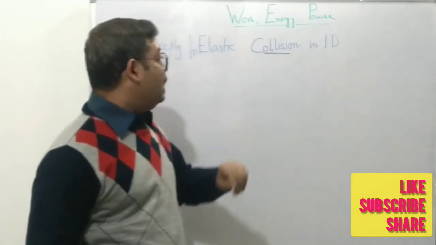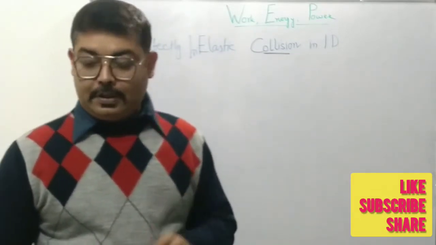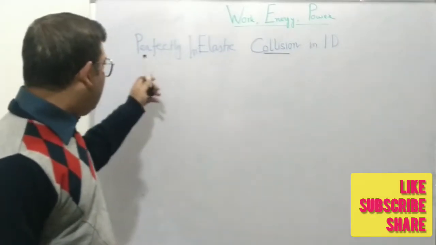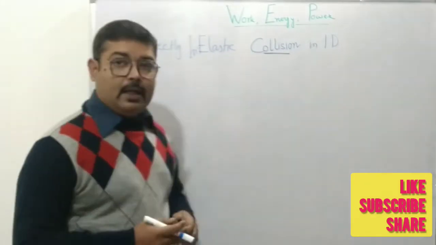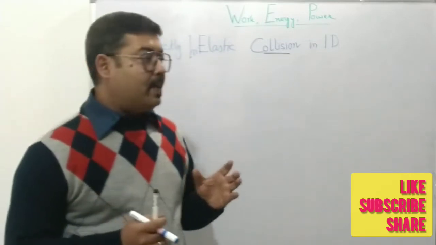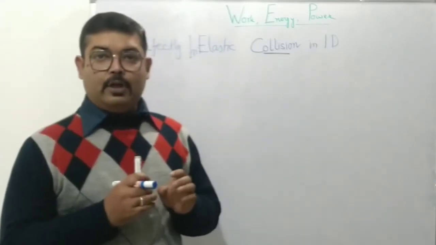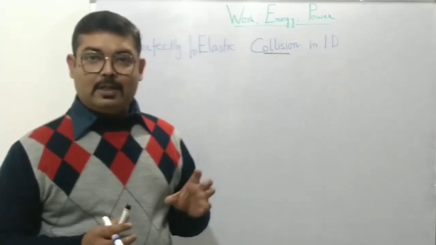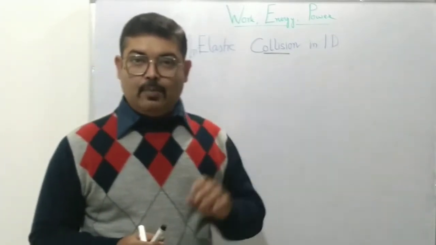So we'll be continuing our discussion from the previous video, and today we'll be taking up the case of perfectly inelastic collision in one dimension first. To be perfectly inelastic in a collision, the two colliding bodies, or the multiple colliding bodies, after a collision must gel together, coalesce and form a single body and move as a single body.